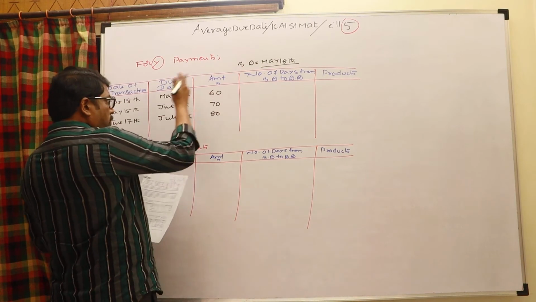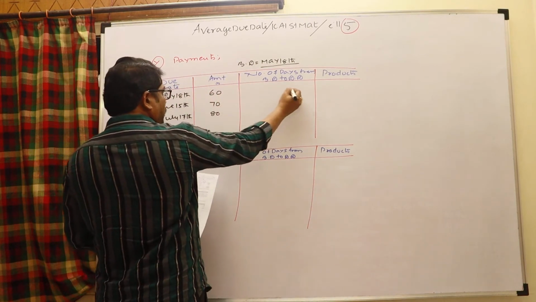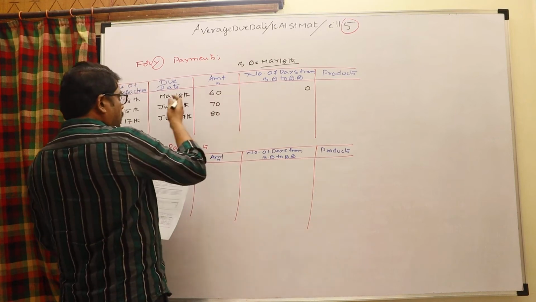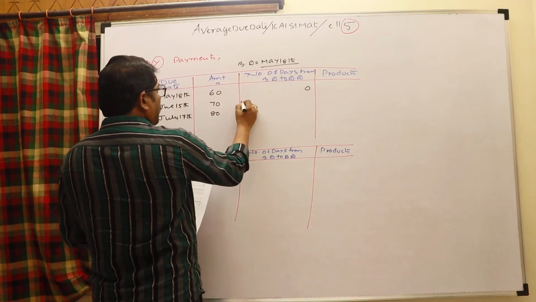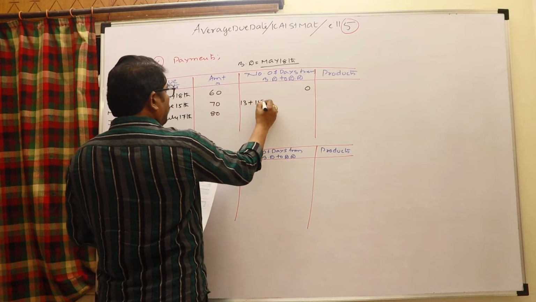Number of days from base date to each due date. May 18th to May 18th, number of days 0. May 18th to June 15th, 28 days.